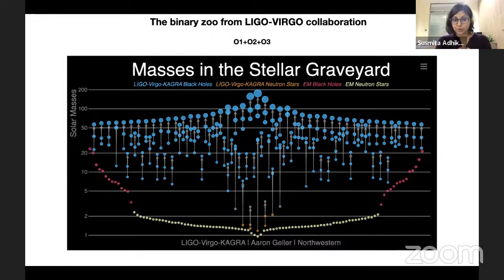This is a figure that you have probably seen several times before. It's called Masses in the Stellar Graveyard, although I feel like these are really alive, exciting things that we are studying today. These are basically the total population of binaries that we have measured, with both the primary and secondary masses, and then they add up to the different total masses. The blue points are the ones that we have measured using LIGO, and the points on the sides are essentially the electromagnetic black holes and electromagnetic neutron stars and black holes that we have measured using X-ray binary measurements and so on.